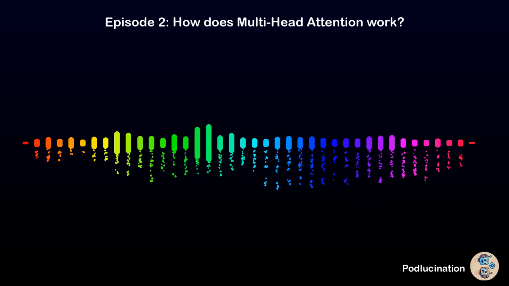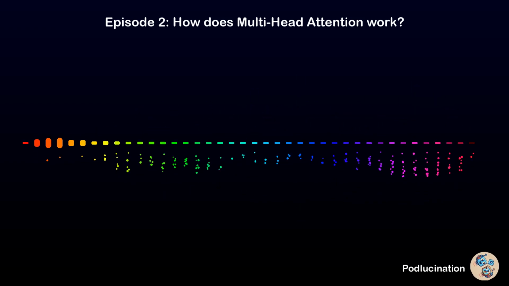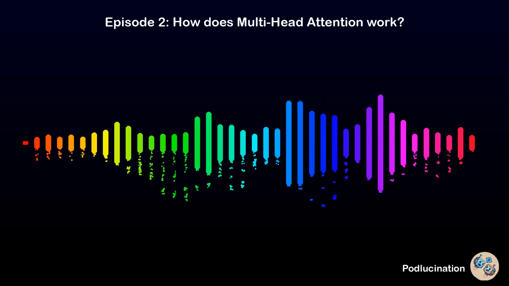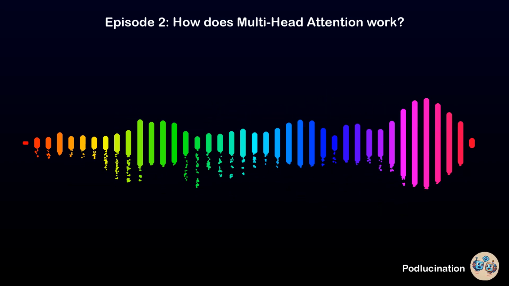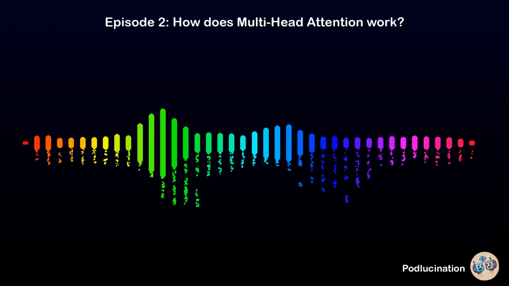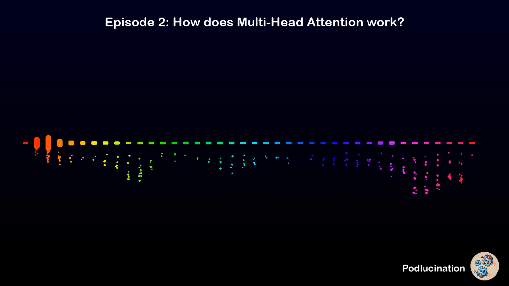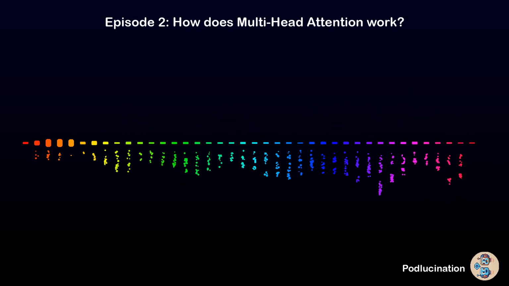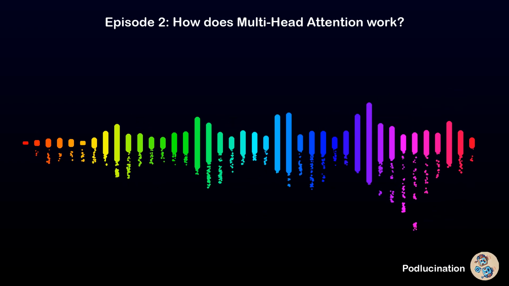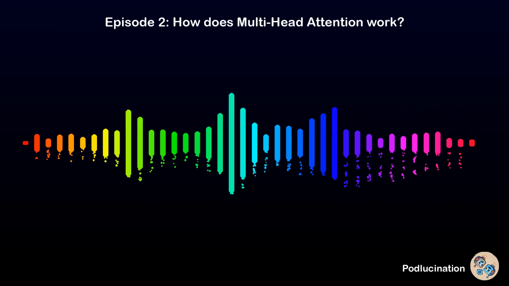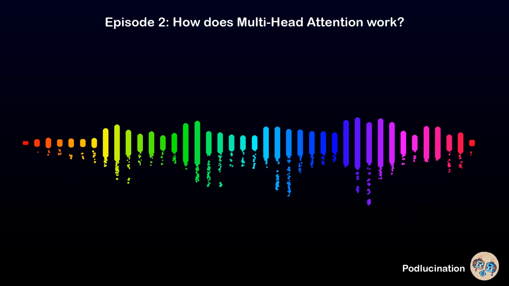Absolutely. Let's take the sentence: The cat sat on the mat. We'll need to first convert each word into a vector representation, an embedding. Let's assume for simplicity we're using four-dimensional embeddings. So "the" might be represented by a vector like 0.2, 0.5, 0.1, 0.8, "cat" by 0.6, 0.3, 0.7, 0.2, and so on.